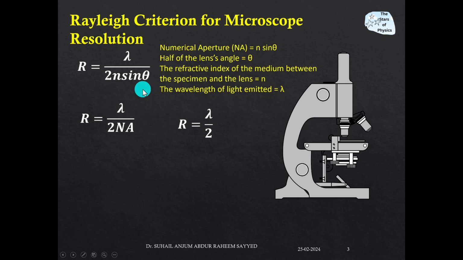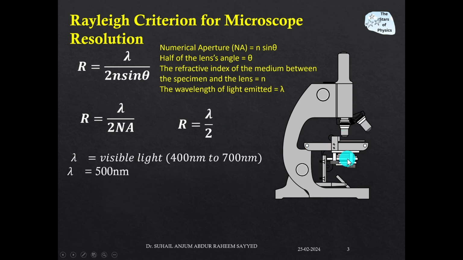Now this product n sin theta, the numerical aperture, is generally equal to 1, because we cannot increase the refractive index indefinitely. It has certain limitations, and sin theta also has certain limitations. So the product n sin theta is generally equal to 1, and we get the formula for resolution as lambda divided by 2.